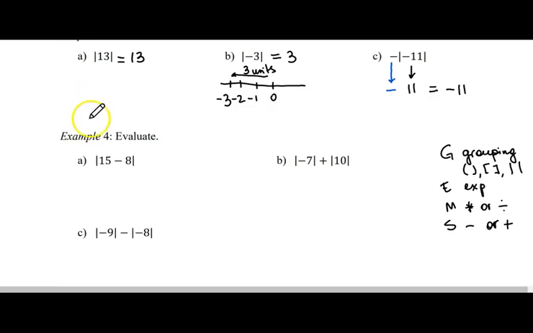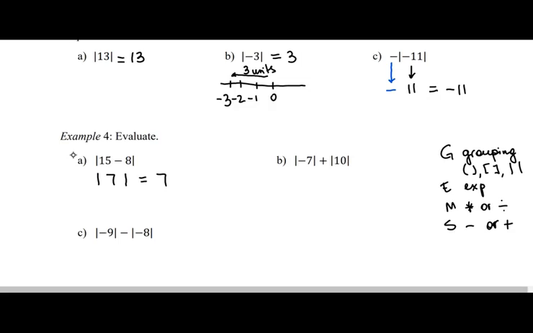Let's take a look at part A to evaluate. All we have is our grouping symbols denoted by the absolute value brackets. So look inside your absolute value brackets, and you need to take 8 from 15. So 15 minus 8 is 7. It's still in the absolute value brackets. So now, before I drop them, I need to double check and ask myself, how many units away is 7 from 0? And the answer is 7 units away. So the absolute value is 7.